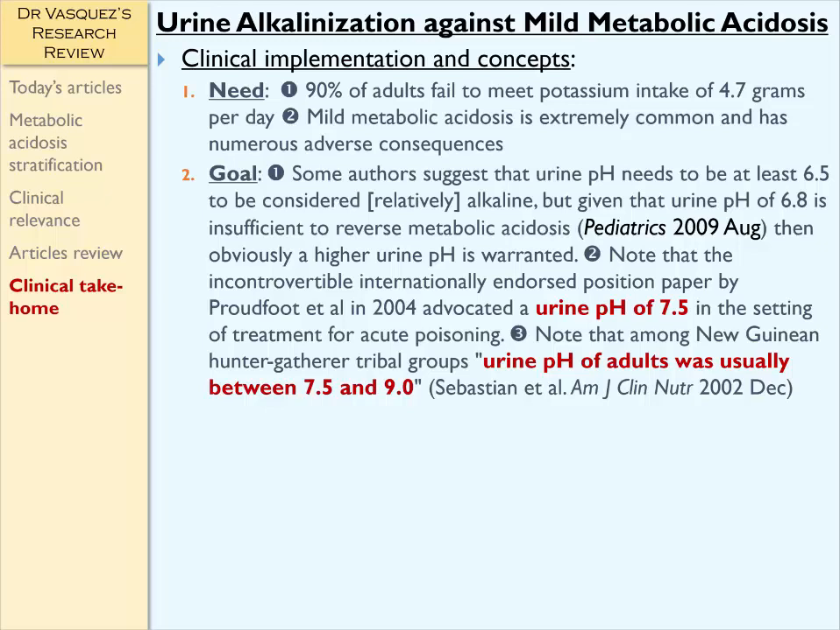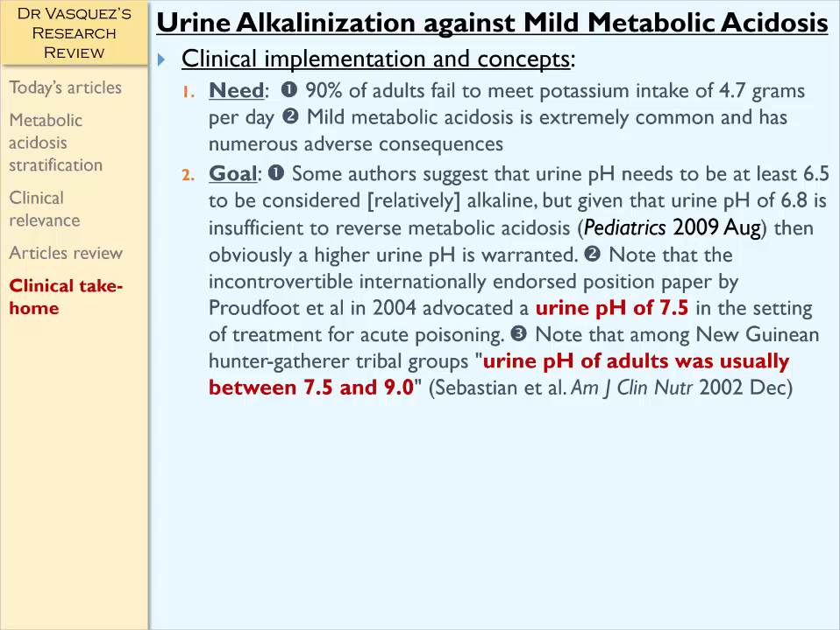Some authors suggest that urine pH needs to be at least 6.5 to be considered relatively alkaline, but given that urine pH of 6.8 is insufficient to reverse metabolic acidosis, then obviously a higher urine pH is warranted. Notice that in the internationally endorsed position paper by Proudfoot and co-authors in 2004, they advocated a urine pH of 7.5 in the setting of the treatment of acute poisoning.